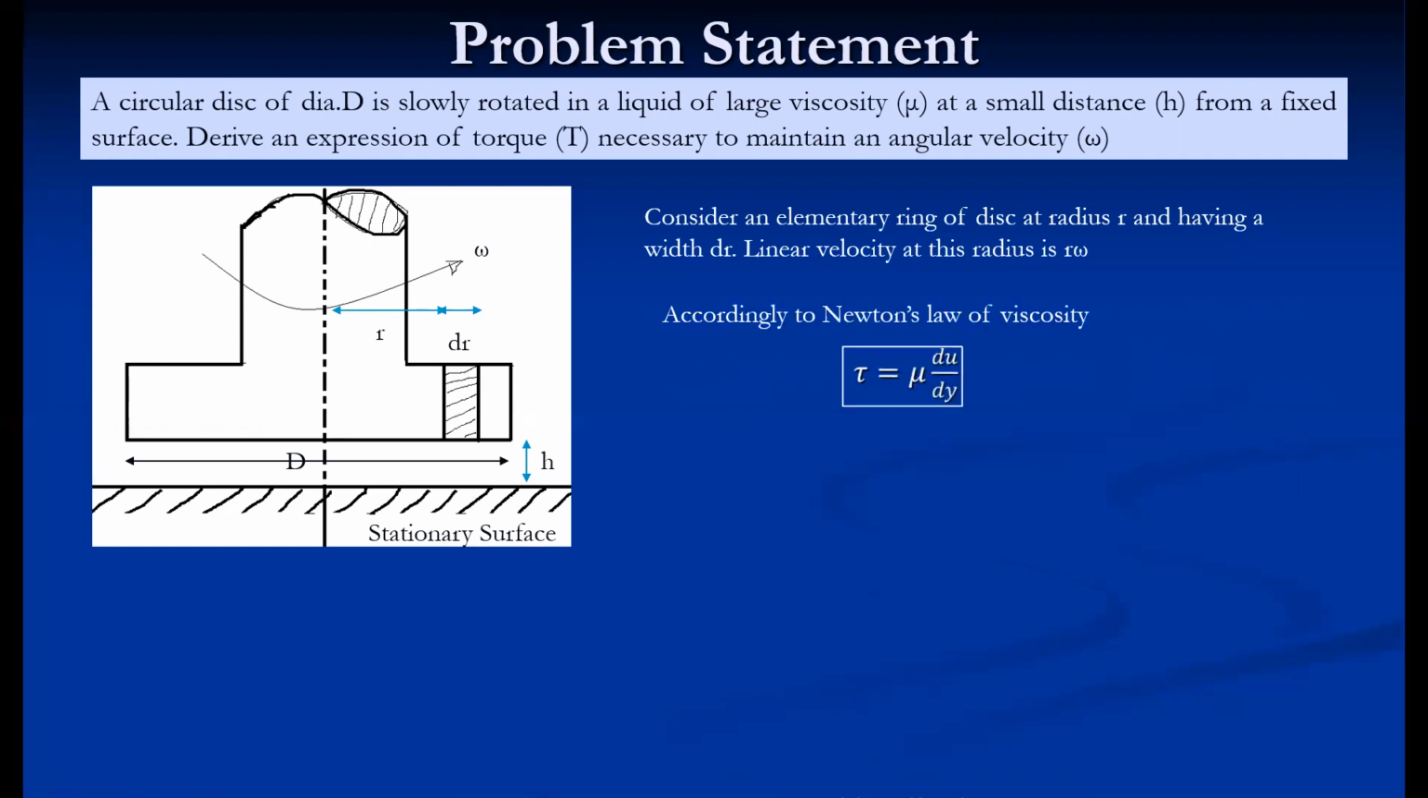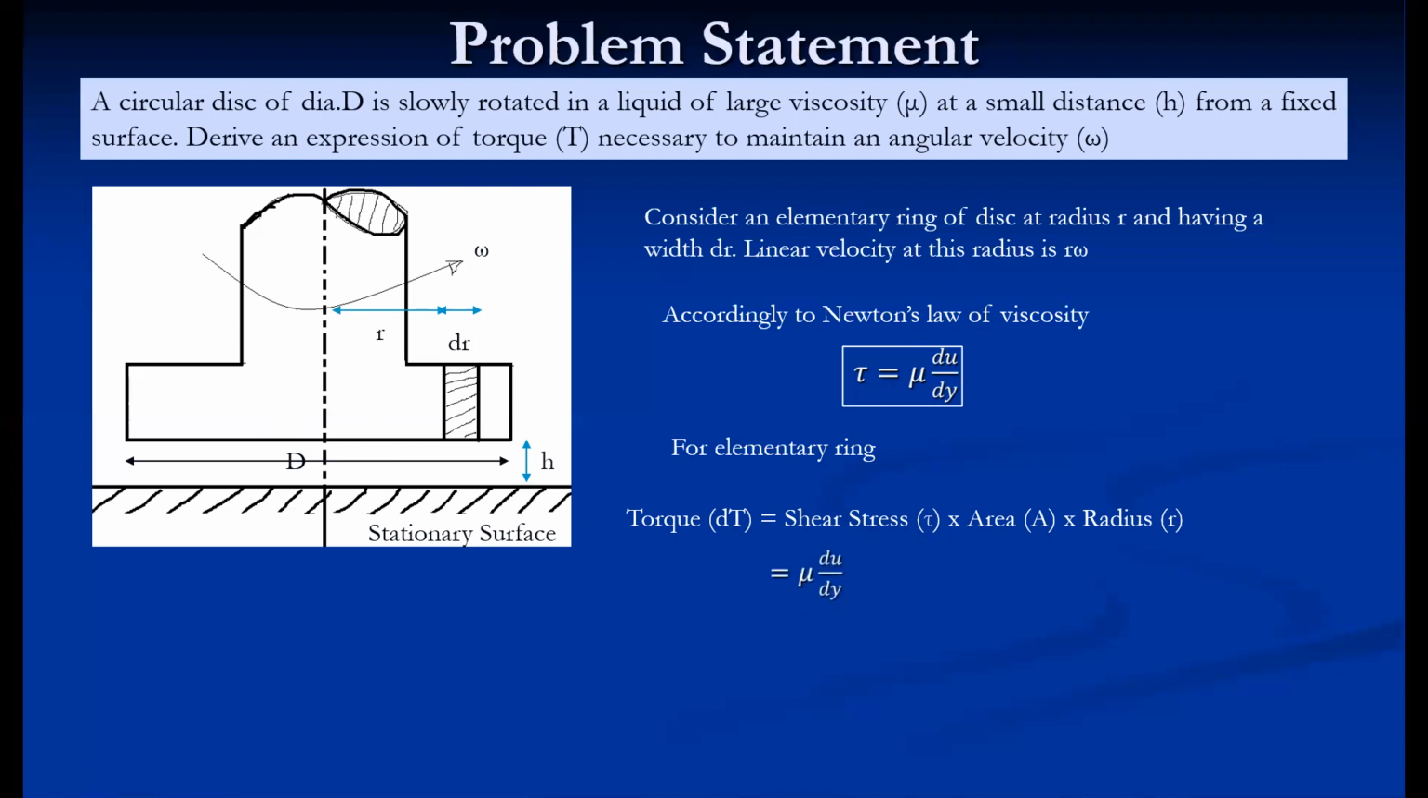Now according to Newton's law of viscosity, we have tau equal to mu into du by dy. So for the elemental ring, this is the moving surface, and this is the stationary surface at distance h. So we can have the torque dT applied here, equal to the shear stress tau multiplied by the area of the ring into the radius r. Torque is equal to force into radius, so shear stress into area is shear force, into radius.